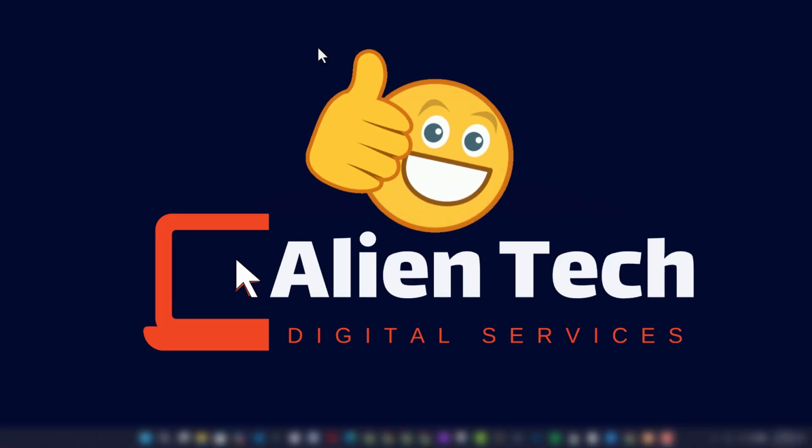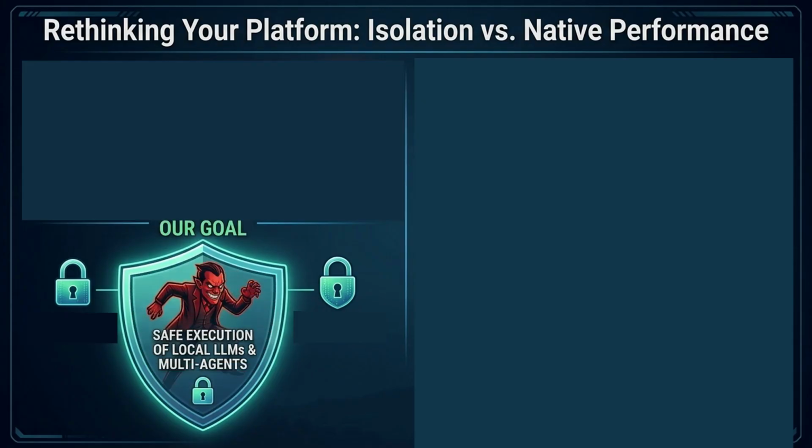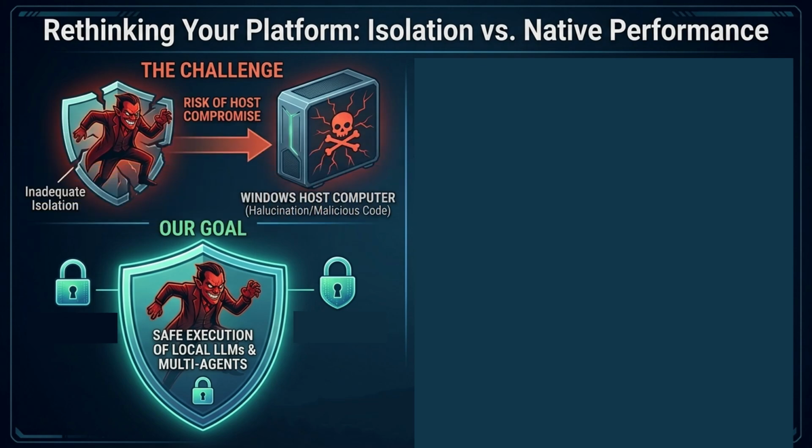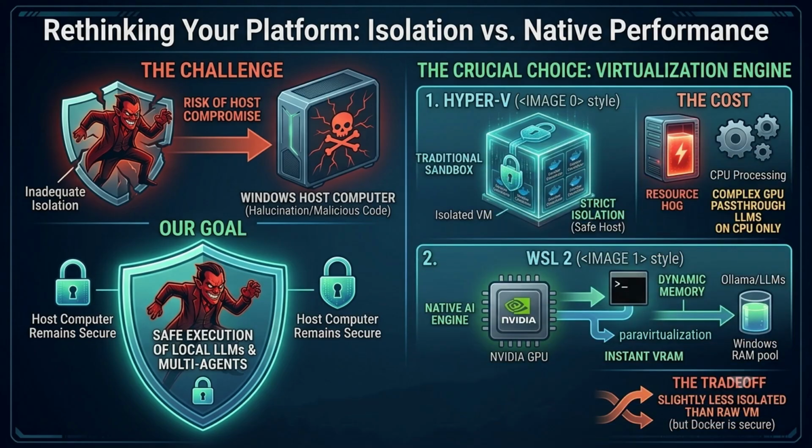Let's get to it. Before we touch the terminal, let's understand why we are doing this. For our specific purpose, which is running local multi-agent systems and large language models, if your AI hallucinates and goes out of its way, your host computer stays safe. So, your choice of virtualization engine changes everything.